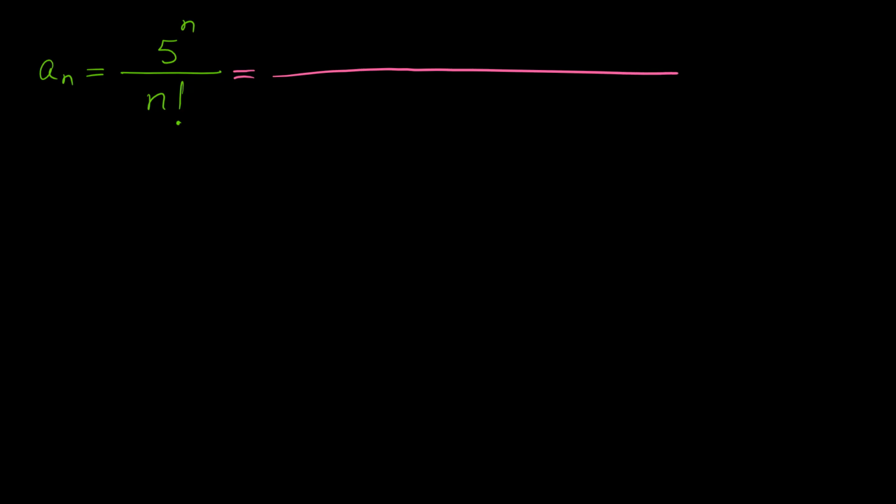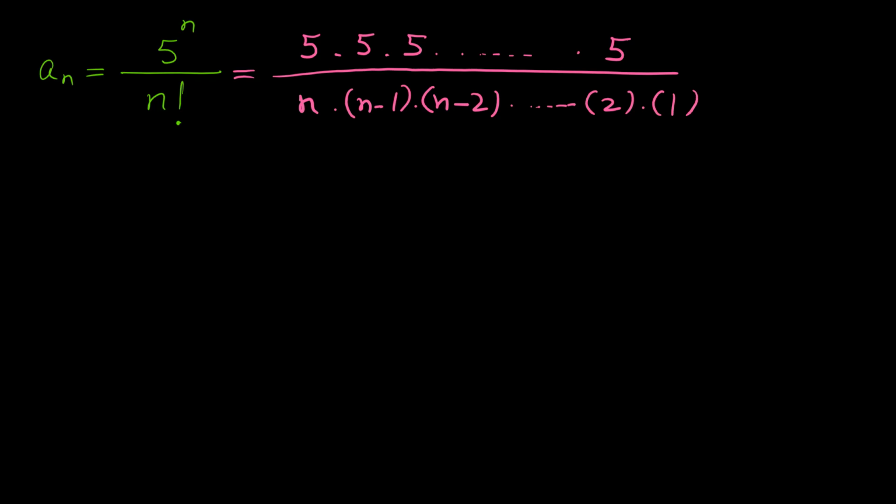First of all, note that 5 to the n is 5 times 5 times 5 times 5. How many times? n times, because it's 5 to the n. So we have n 5s in the numerator that are going to be multiplied by each other. What is n factorial? n factorial is basically n times n minus 1 times n minus 2, and it goes up to when we have 2 and 1 at the end.